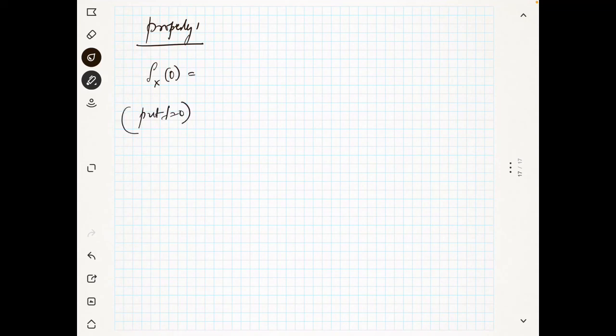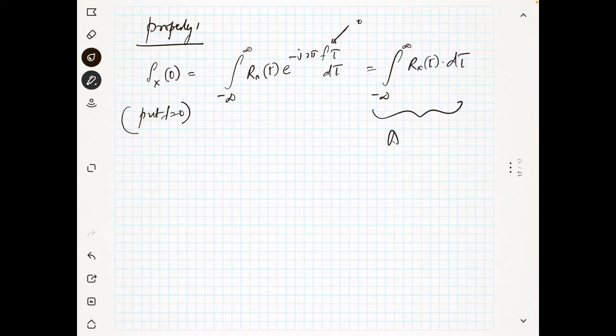Now there are some properties for this. Property 1: Sx of 0, you have to put f equal to 0. This is the integral from minus infinity to infinity of Rx of tau into e power minus j 2 pi f tau d tau, but putting f equal to 0, it becomes e power j 0, so it becomes the integral from minus infinity to infinity of Rx of tau d tau. This is nothing but the area under Rx of tau. So Sx of 0 is nothing but the area under Rx of tau.